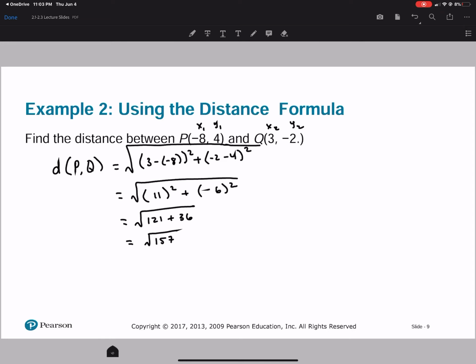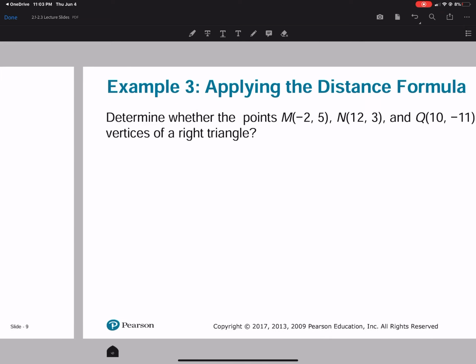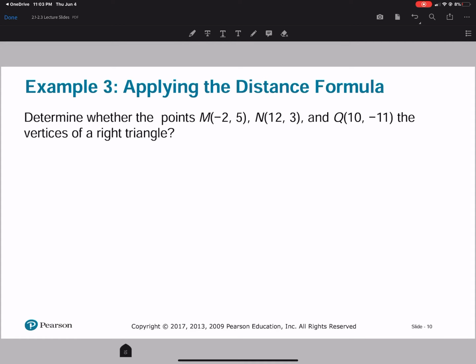So let's look at the next thing. It says: determine whether the points M (negative 2, 5), N (12, 3), and Q (10, negative 11) are vertices of a right triangle. Now, you're probably sitting like, how would I figure that out? There's a couple of ways you can figure that out, and we're going to go through it.